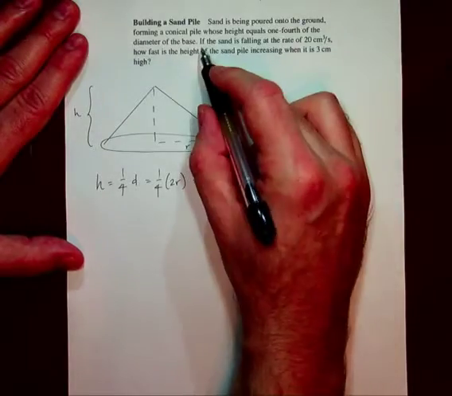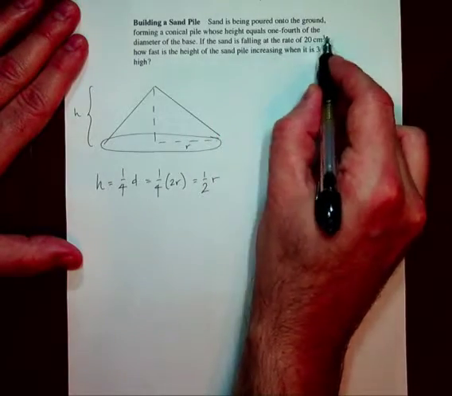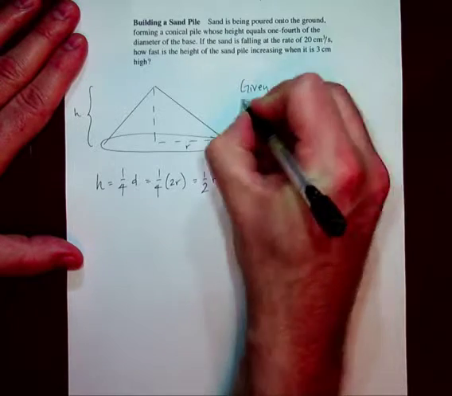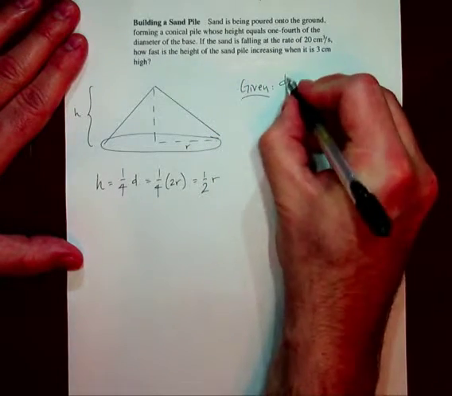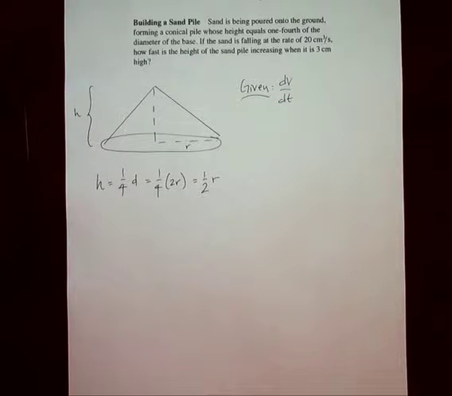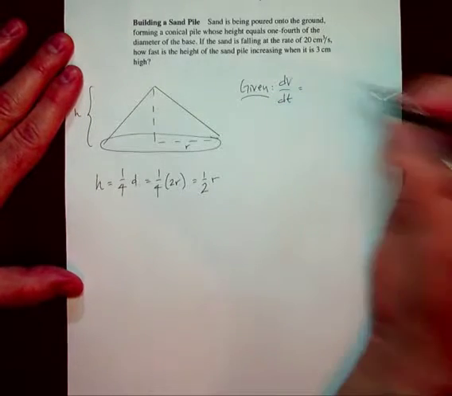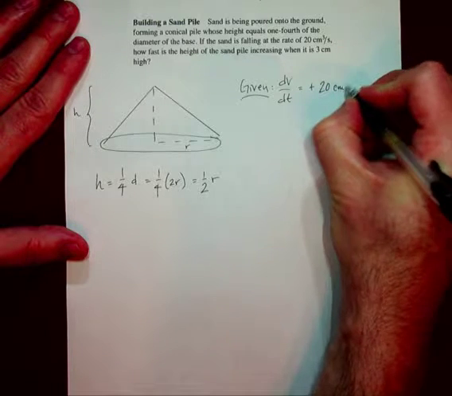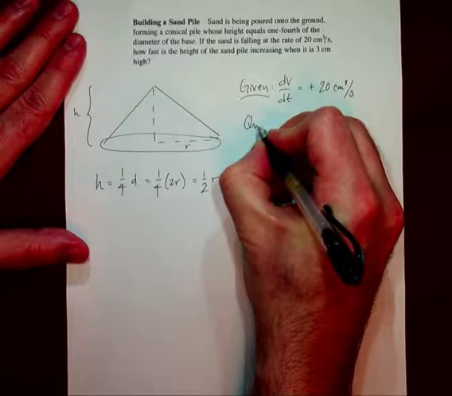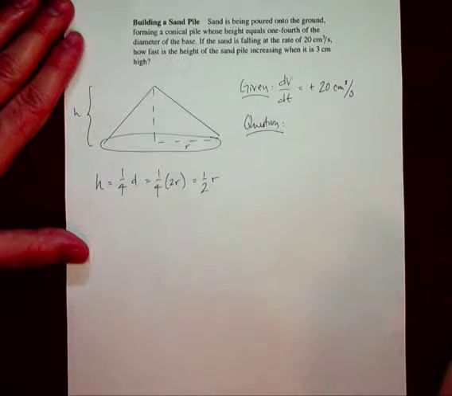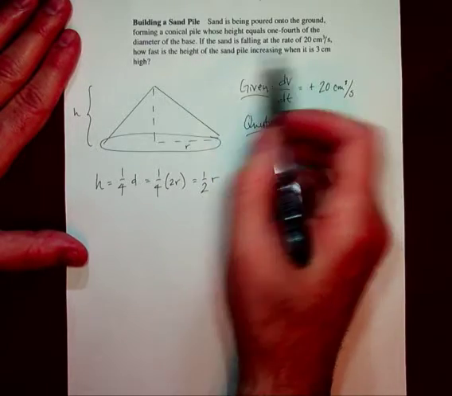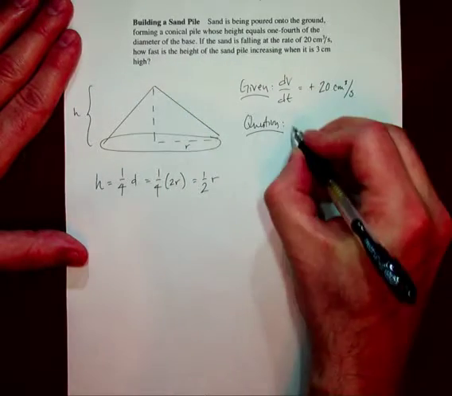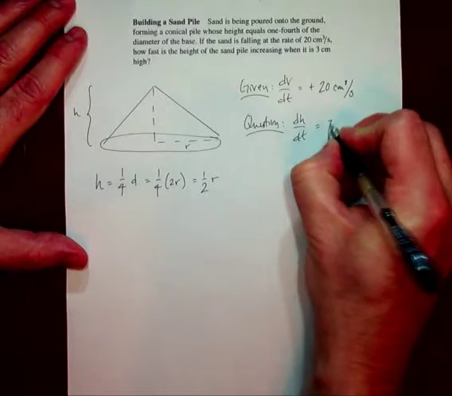Now let's go ahead and keep reading. If the sand is falling at a rate of 20 cubic centimeters per second, well, we can basically discern from the units that that is a dV dt. Now, of course, unlike the conical reservoir that's tipped upside down where water is draining out, and therefore dV dt is negative, here sand is being poured onto the pile, and therefore it is positive 20 cubic centimeters per second. The question I am being asked is, if the sand is falling at a rate, how fast is the height of the sand pile increasing? So what is dH dt?